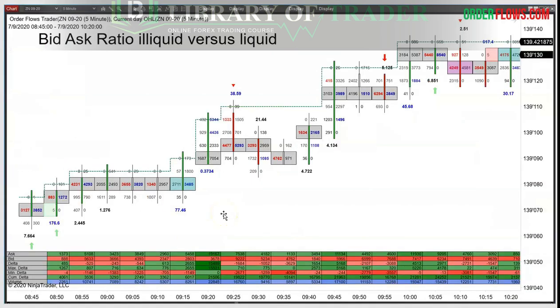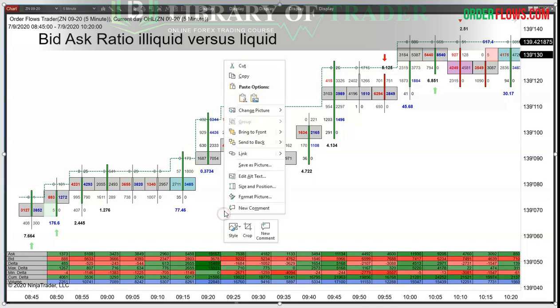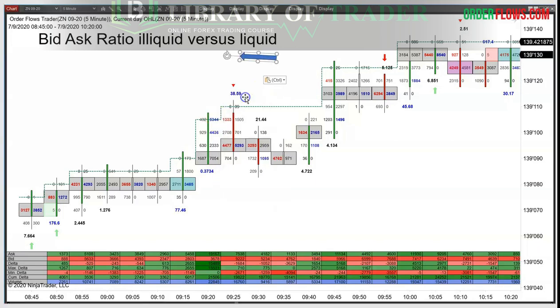Now, liquid versus illiquid markets. Okay, it's a 10-year chart. 10 years are highly liquid during the US trading session. And you see some in here. Okay, actually you see one here, you see another one here, a bearish one that didn't follow through.